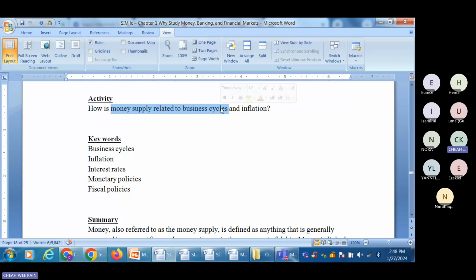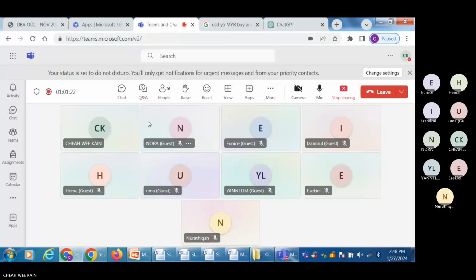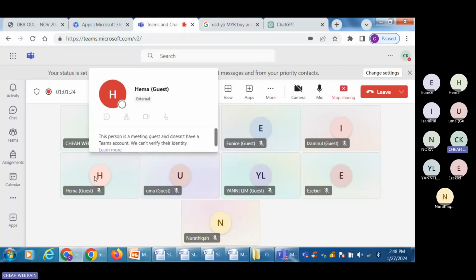Now, the business cycle can go up, can go down, isn't it? So what causes the economy to go up, and what causes the economy to go down? And how is money supply related to it? Okay, so I will just call Hema. Hema, are you there?